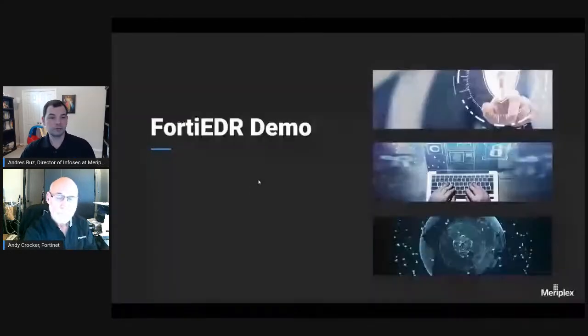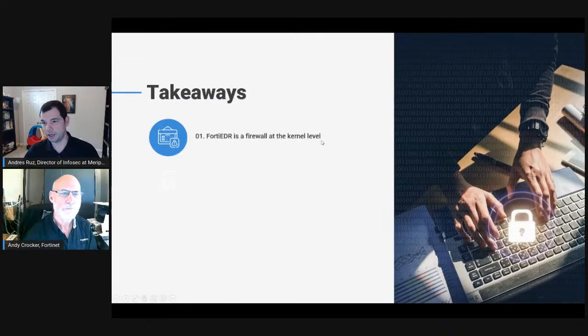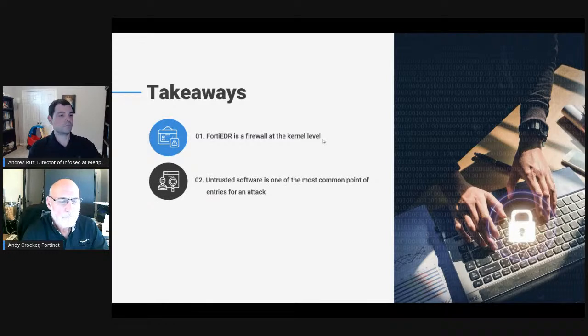Okay, with that, let's close and let's go to our takeaway. So a couple of things for you guys to remember for today. The first one is this concept that FortiEDR is the firewall at the kernel level, working at the kernel level. This is not the traditional AV with signatures. This is at the kernel level, watching every process. The second one is, yes, we need to remember that untrusted software in your environment is one of the most common ways that some type of malware, some type of command and control, will break in and pretty much be the starting point of something more serious going on.